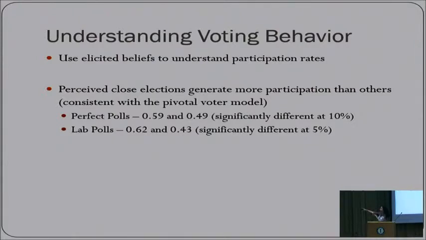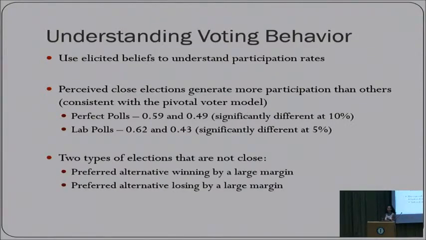And so with the perfect polls, it's 0.59 and 0.49. So 0.59 when you think that the election is going to be very close, and 0.49 when you think the election is going to be a landslide election. With lab polls, these numbers are 0.62 and 0.43. So looking at that, this would seem like the pivotal voter model is doing fairly well. However, there are two types of elections that are not close. There are those where the preferred alternative is winning by a large margin, and there are those where the preferred alternative is losing by a large margin.